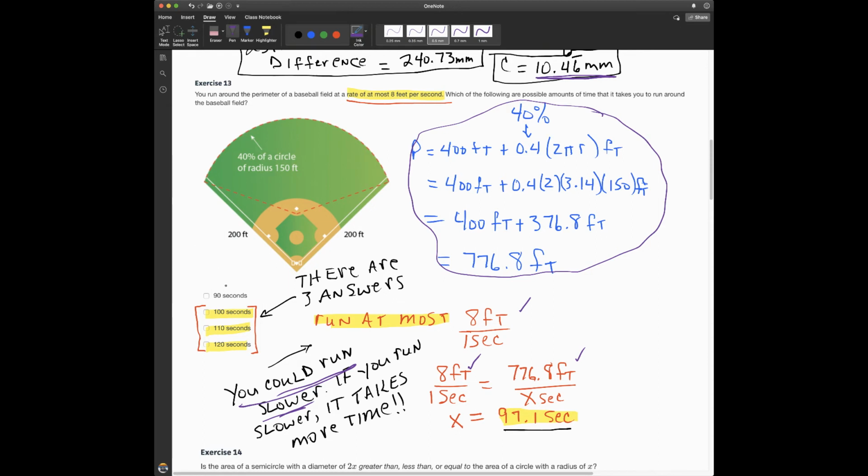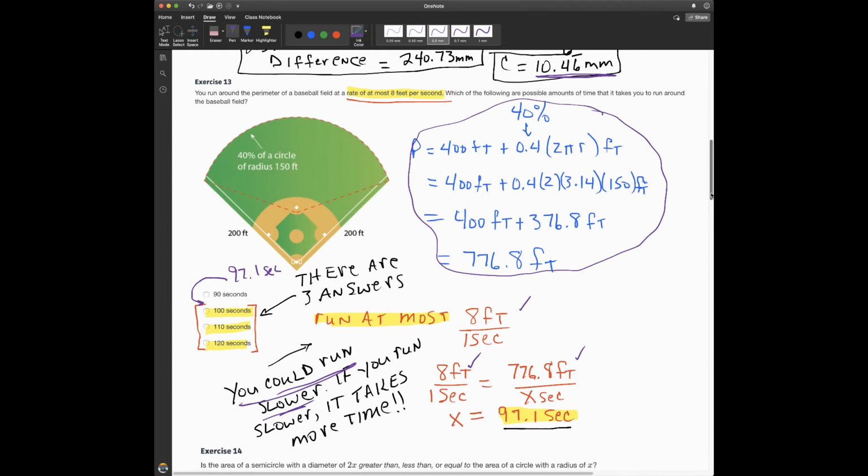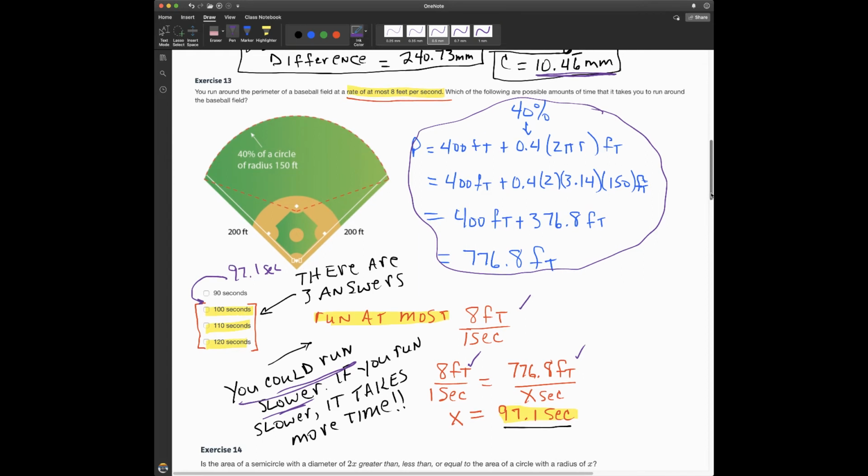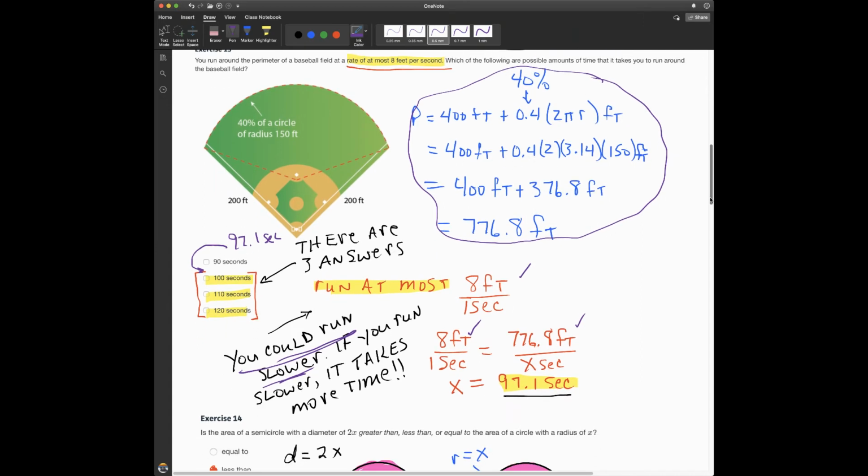Notice 97.1 seconds is between 90 and 100. So there are 3 answers. Because if I run around the field in 100 seconds, 110 seconds, or 120 seconds, the rate that I run will be slower than 8 feet per second. Okay, so that's how you answer that question.